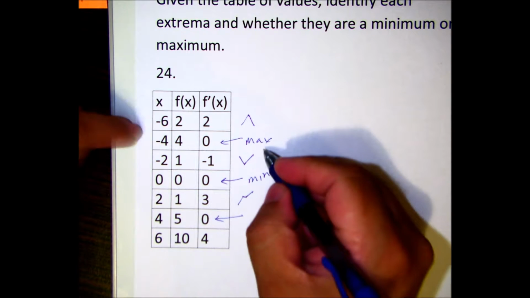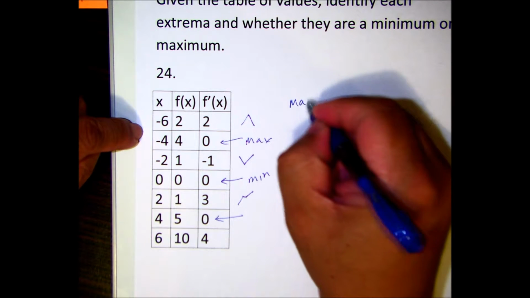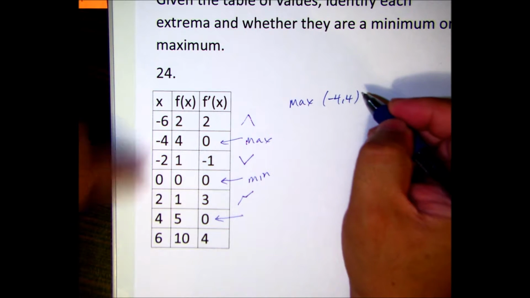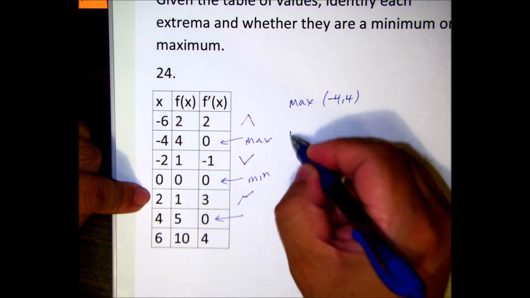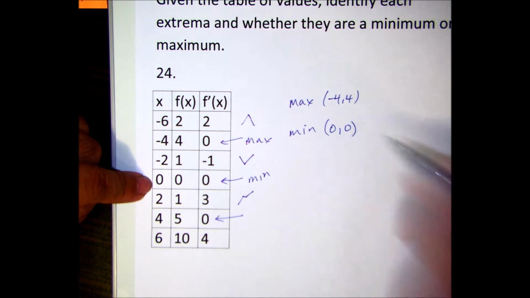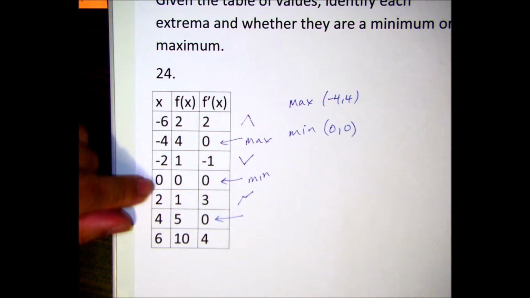All right. So we have a max at -4, 4. Of course, these are locals. And we have a min at 0, 0. And that's the answer, number 24.